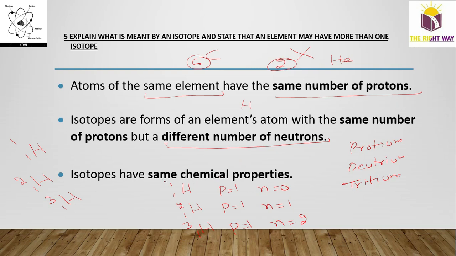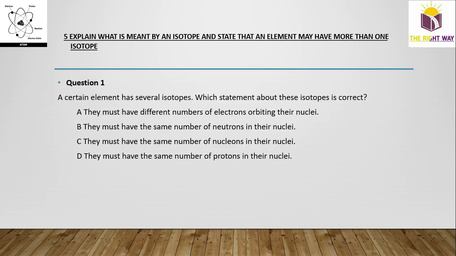And isotopes have the same chemical properties, because chemical properties depend upon the electron number. And in isotopes, electron number and proton number are the same. So how are the questions asked? Question number 1. A certain element has several isotopes. Which statement about the isotopes is correct?